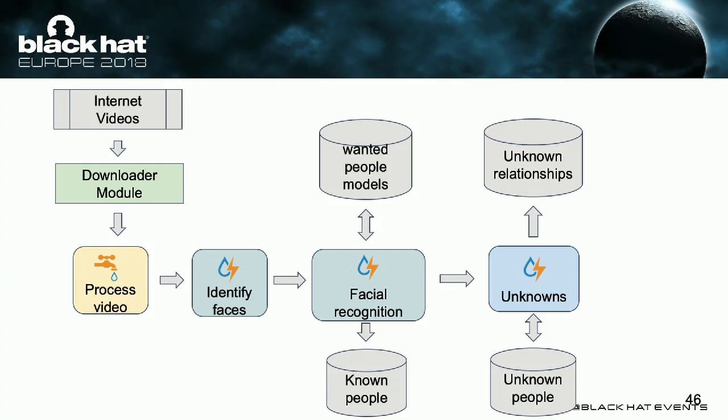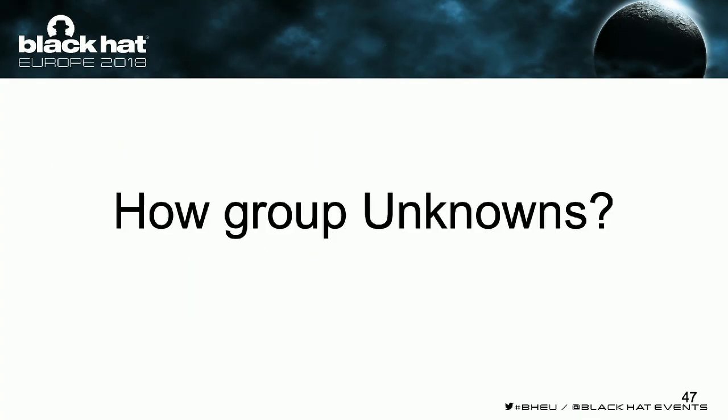The unknown people, we are just trying to put in the unknown people database, and in another database we are trying to put the relationship between these guys, to know where a guy is, and where other guys are in the same video. So the problem here is how can we group the unknowns? Okay, so Cesar, please.